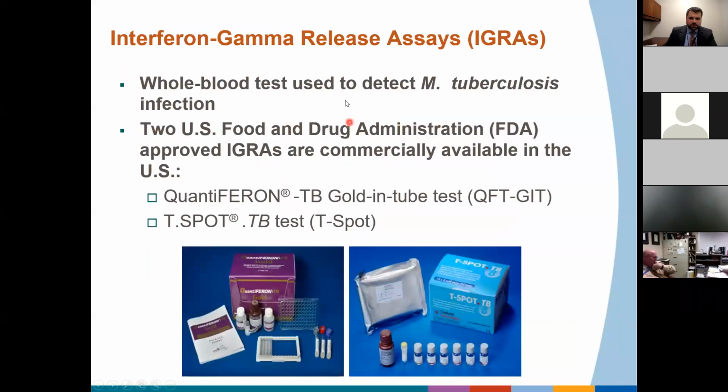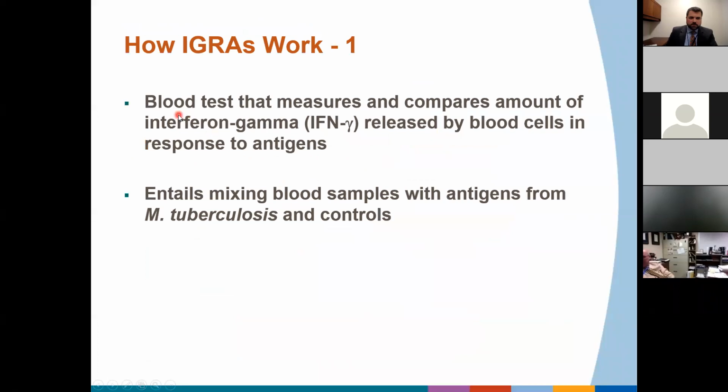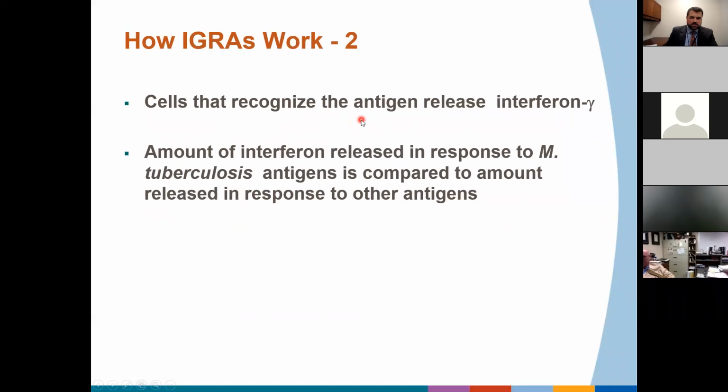Interferon gamma release assays. There are two: the QuantiFERON-TB Gold or the T-SPOT. This is a blood test. It measures and compares the amount of interferon gamma released by blood cells in response to antigens. It entails mixing blood samples with antigens from tuberculosis and controls. The cells recognize the antigen and release interferon gamma, and the amount of interferon released in response to tuberculosis antigens is compared to the response to other antigens, essentially placebo.